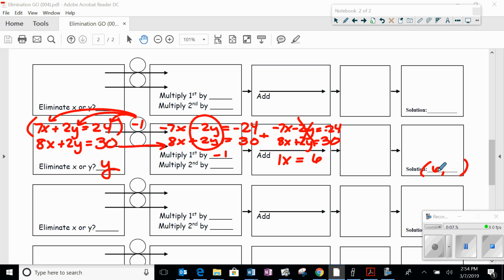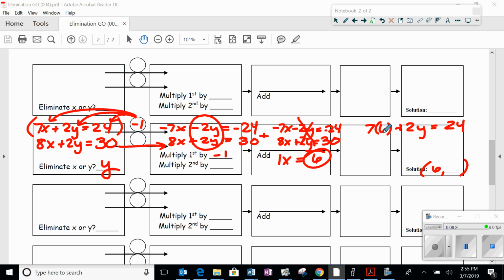Now we can go back and substitute 6 in for x. You can go back to the original first equation, or you go back to the original second equation. It does not matter. Just to keep things the same, I'm going to use the first equation, but you could just as easily put it in the second one. Okay, so I'm going to have 7 times my x value of 6 plus 2y equals 24. Remember, I went back to the original problem before we multiplied by -1.